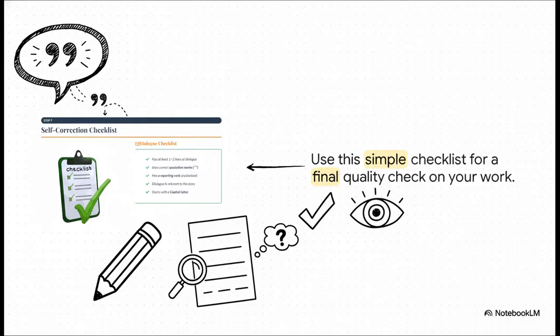And before you call it done, always do a quick final check. Just run through this little list. Ask yourself, okay, do I have dialogue? Are the quotation marks in the right place? Did I remember my reporting verbs and commas? Is the conversation actually important to the story? Did I capitalize right? It's a super fast quality check that can catch a lot of little mistakes.